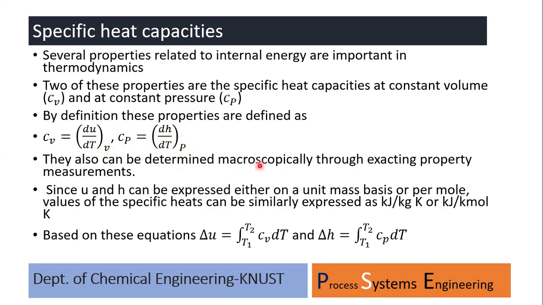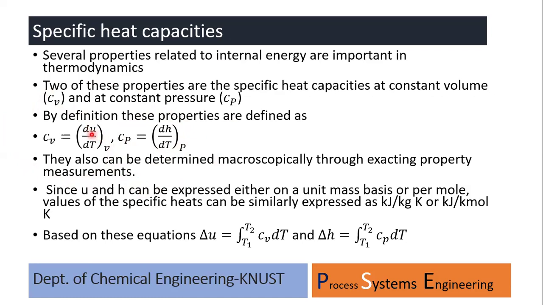But we can also determine these macroscopically, right, through exact property measurements. So what we are trying to say is that maybe I can look at two different temperatures at a constant pressure, and then I can determine their enthalpy, and then find the changes, and then use that to determine what the Cp is going to be. Is that okay? So these are the expressions for specific heat capacity at constant volume and then specific heat capacity at constant pressure.